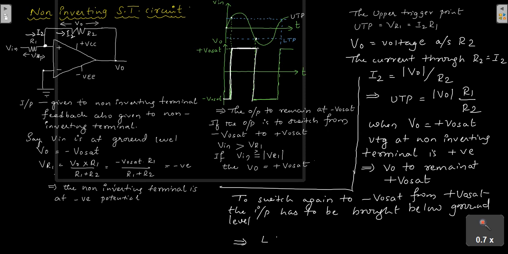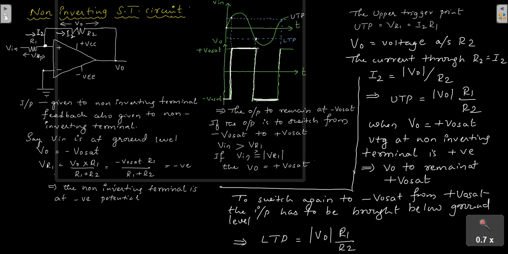So your LTP now also would have the similar equation what you had for UTP. This is R1 divided by R2, right? And of course I have to put it in the modulus here. So your LTP is again V naught into R1 divided by R2 as long as its magnitude is concerned. So this is how your output will again remain at this minus V naught sat.